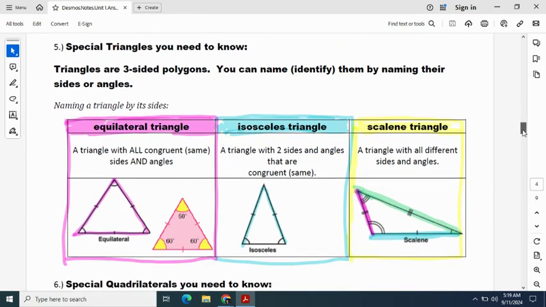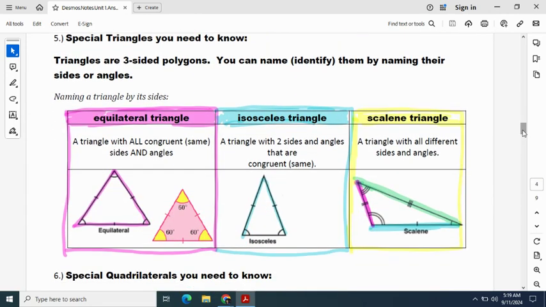Now, special triangles you need to know. Triangles are three-sided polygons. You can name them by their sides or angles. So we're going to name them by their sides. An equilateral triangle is a triangle with all congruent sides and angles. Congruent means the same. So an equilateral triangle has all sides and angles that are the same. So here all sides are the same, angles are the same.